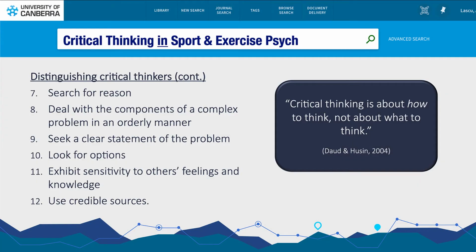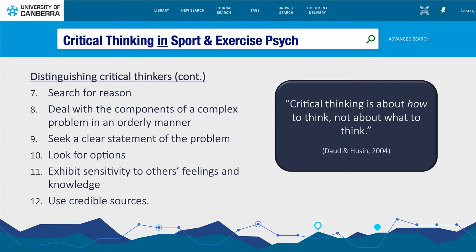There's a couple more, we go up to 12. Critical thinkers also search for reason. They deal with the components of a complex problem in an orderly manner. They seek a clear statement of the problem. They look for options. They exhibit sensitivity to others' feelings and knowledge. And they use credible sources.